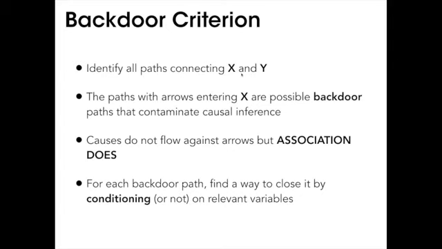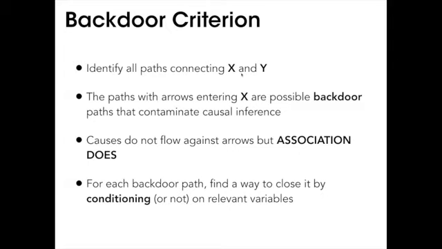Now, once you've listed all the paths that connect X and Y, the ones that have arrows entering X are backdoor paths, and they could contaminate causal inference. They don't necessarily, so you're going to have to hang on for a second, and we'll have some examples. But those are backdoor paths. So the important thing, as I said before, causes do not flow against arrows, but association does. So for all of the backdoor paths that are open and are transmitting false signal of causation, we need to close them.